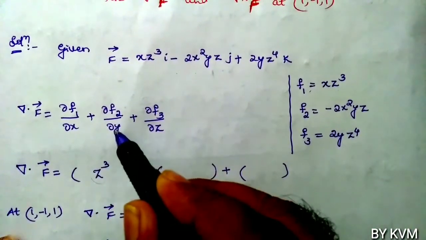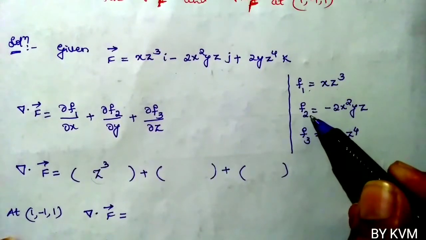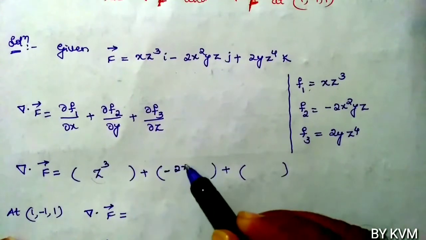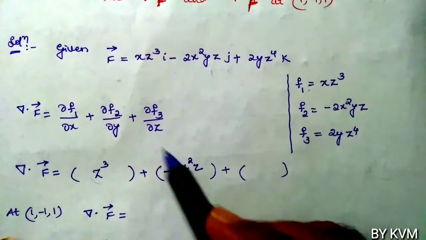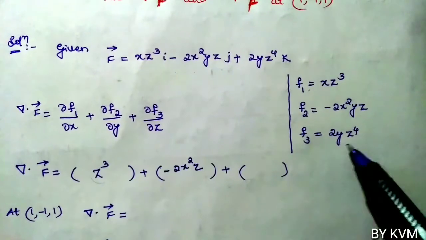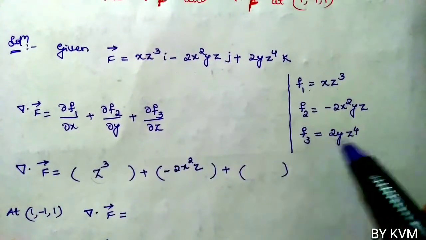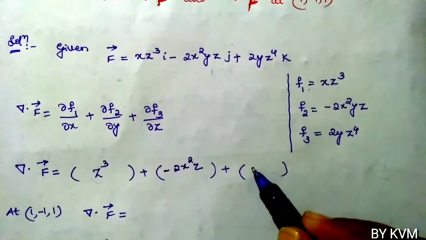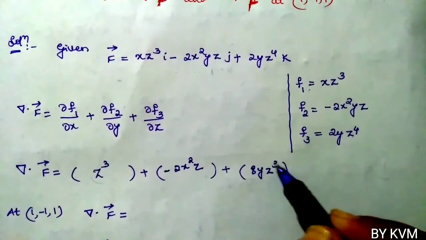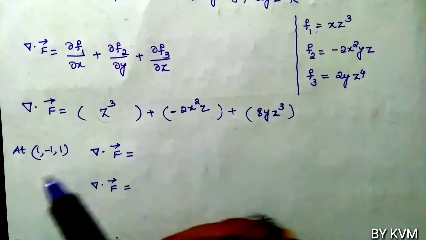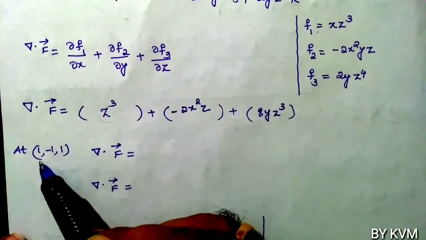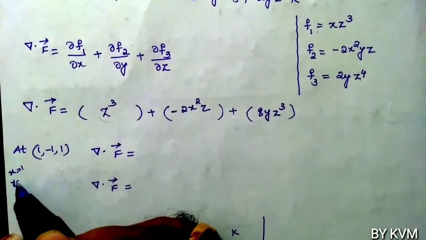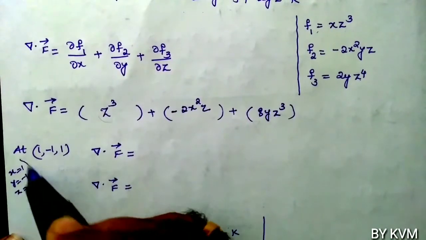plus ∂f2/∂y. Differentiate f2 partially with respect to y. So x and z are constants. So minus 2x square z, plus ∂f3/∂z. Differentiate f3 partially with respect to z, meaning x and y are constants. So derivative of 2y z power 4 is 8y z cube. Now at the point (1, -1, 1), put x equals 1, y equals -1 and z equals 1.